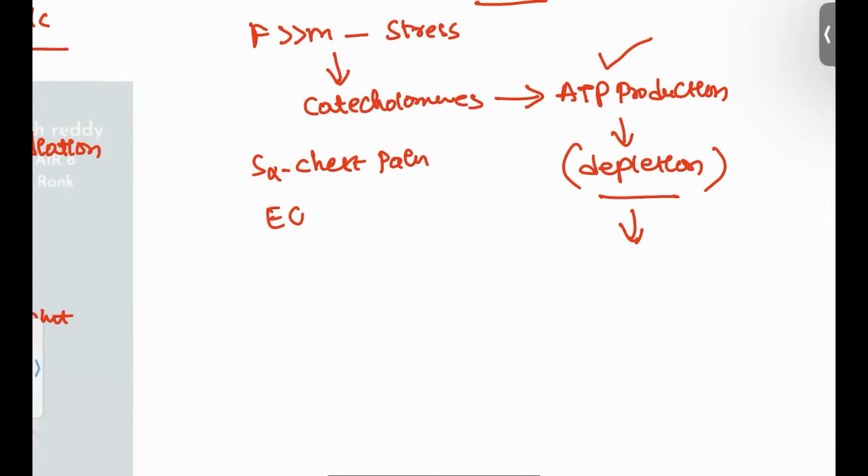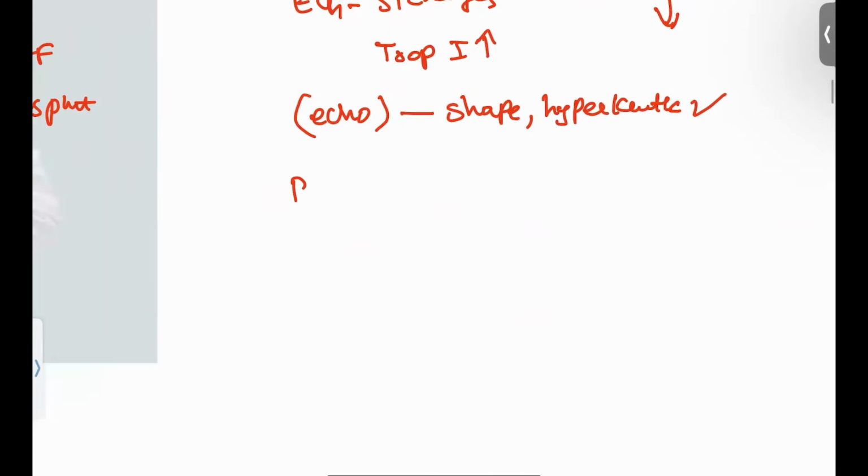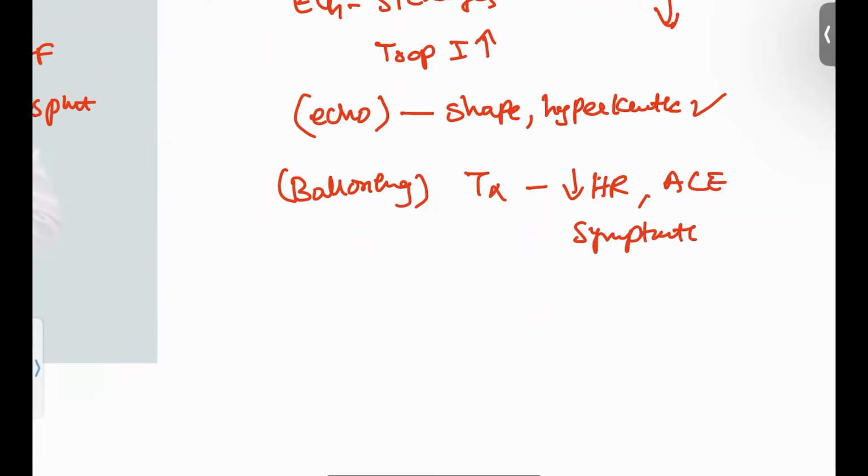And when you do the ECG, the first thing you will see is ST changes. And if you order troponin, it will also be elevated. The best investigation of choice for this patient is echocardiography. On the echocardiography, you will see the shape of the heart and also the hyperkinetic mechanism of the heart. Okay, this is the presentation, the ballooning of this condition. Treatment will be controlling the heart rate, ACE inhibitors and symptomatic treatment only. Never treat this patient with a PCI intervention or any thrombolysis. Best treat the underlying cause and only control the heart rate.